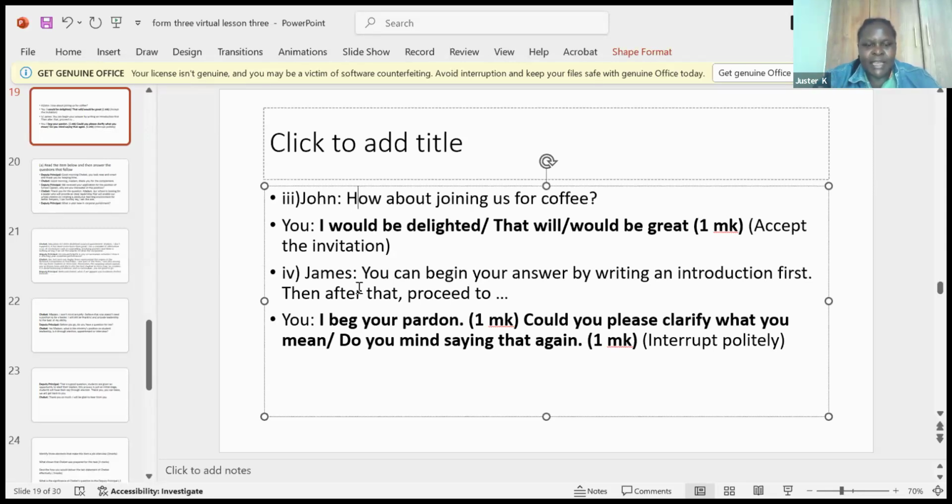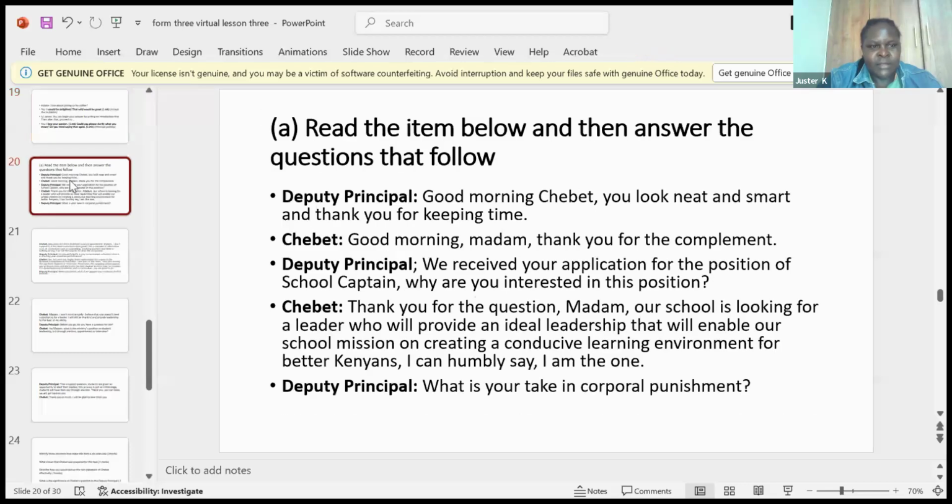So when you're interrupting again, we want to see that clause to show you're interrupting. I beg your pardon. Could you please repeat? And then, or you explain why you're asking for pardon. Could you please clarify what you mean? Do you mind saying that again? So we want to see those clauses that show that either you have not heard, or you're seeking clarification, or you're making a correction, because that is what interruption should be all about.